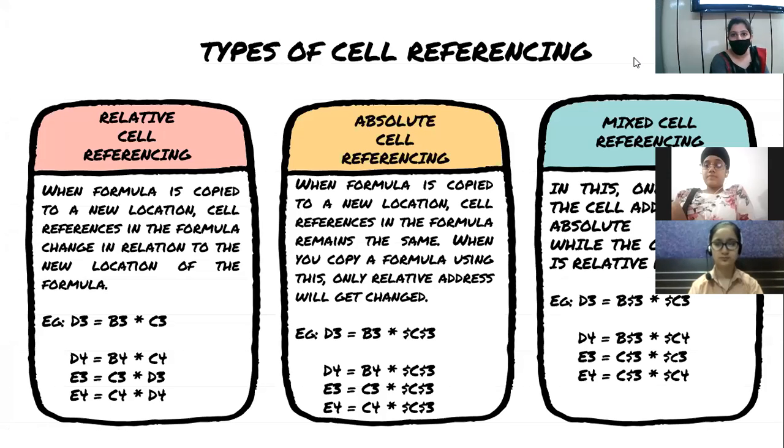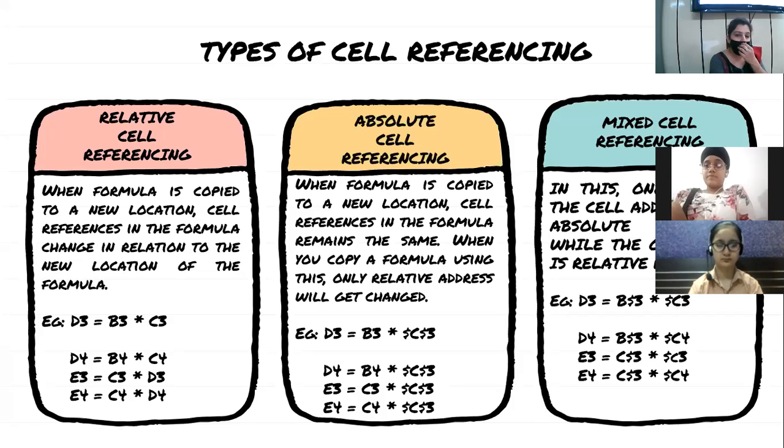Now you can look in the mixed cell referencing, only one part will be changed, either the row or the column. B$3 multiply $C3. So that means in the first part, 3 is absolute, but the column is relative. So B will get changed. In the next part, $C. So C is absolute now and 3 is relative. So 3 will get changed, but $C will not because it's an absolute referencing here.